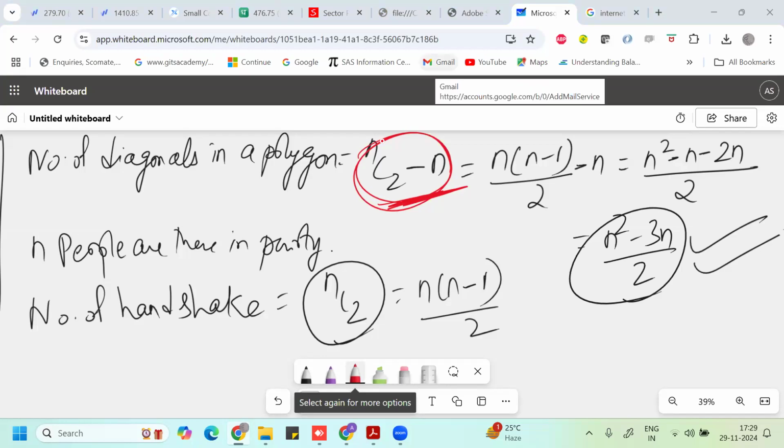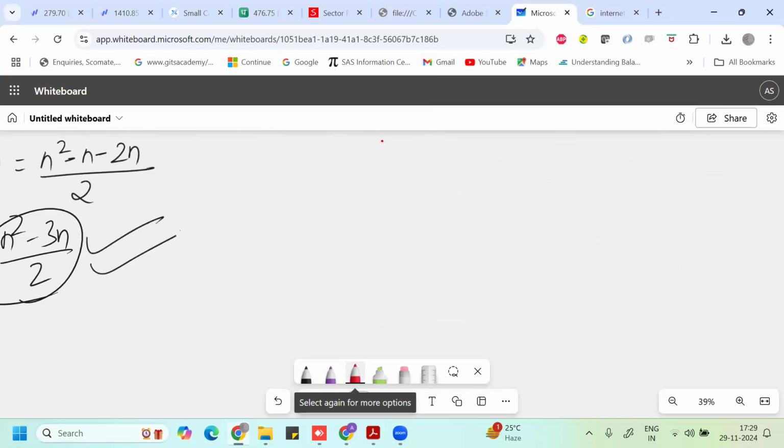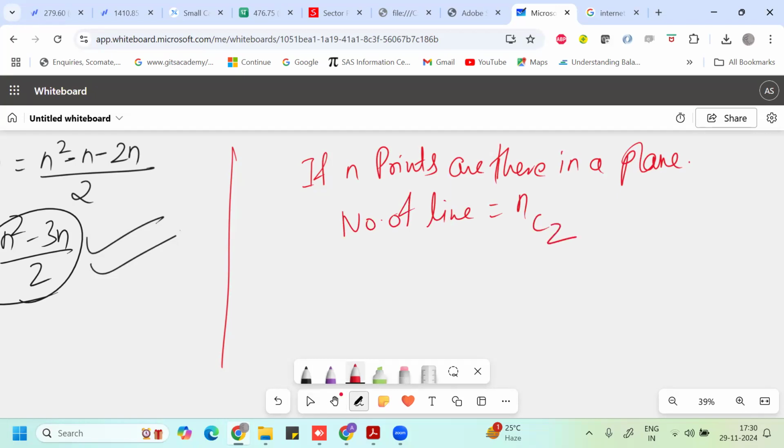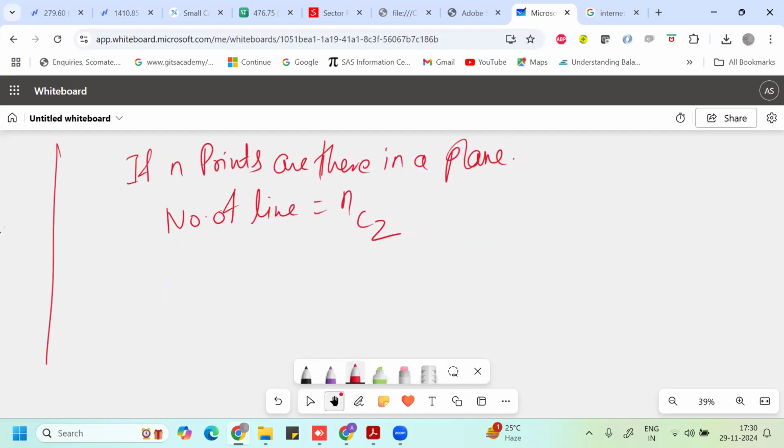See, Nankishore, always remember, if n points are there in a plane, how many lines can you draw? You can draw nC2 lines. Is this part clear? So if there are n points in a plane, you can draw nC2 lines. But all lines are not diagonals, right?